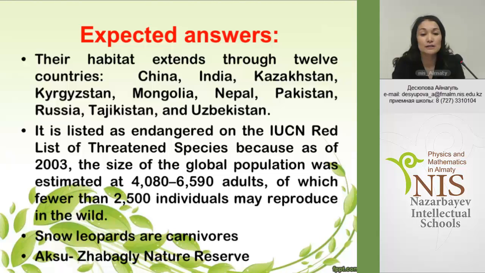So the answer is, it is listed as endangered on the IUCN Red List of Threatened Species because as of 2003, the size of the global population was estimated at 4,080 to 6,590 adults, of which fewer than 2,500 individuals may reproduce in the wild.